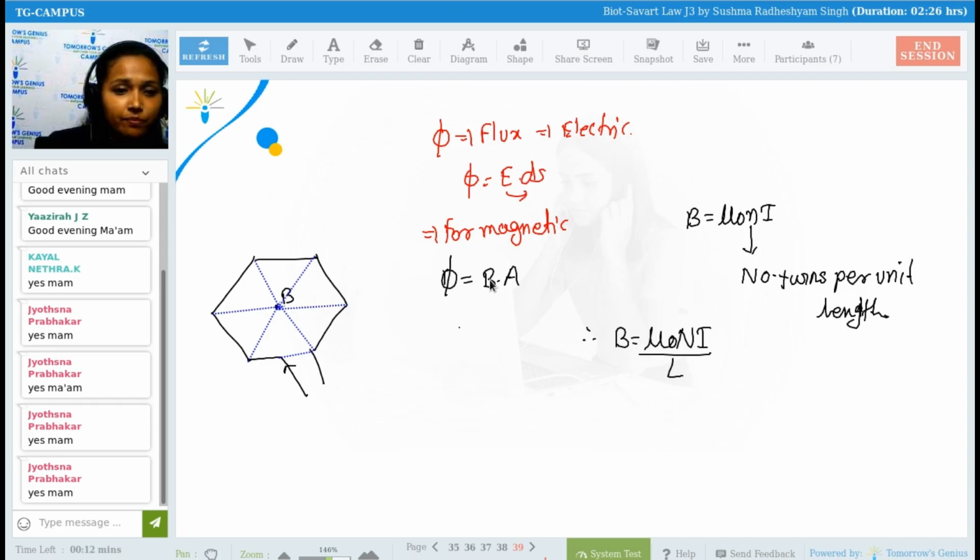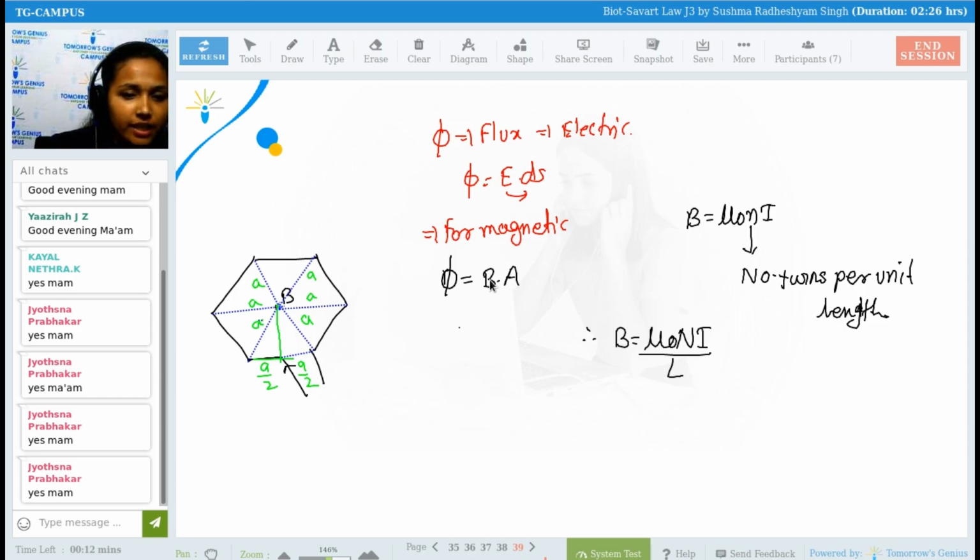Now, yes, ma'am. See, this is your A point. If this is your A point, consider any point. So this is your half of that A. If I put a perpendicular from here, see like this, this is your A by 2 and this is your A by 2. Similarly, if this is your A, all points at the center are equal distance. Am I right? Yes, ma'am.